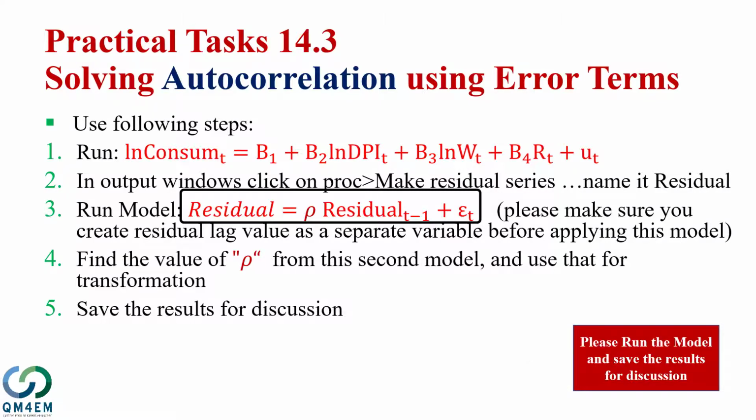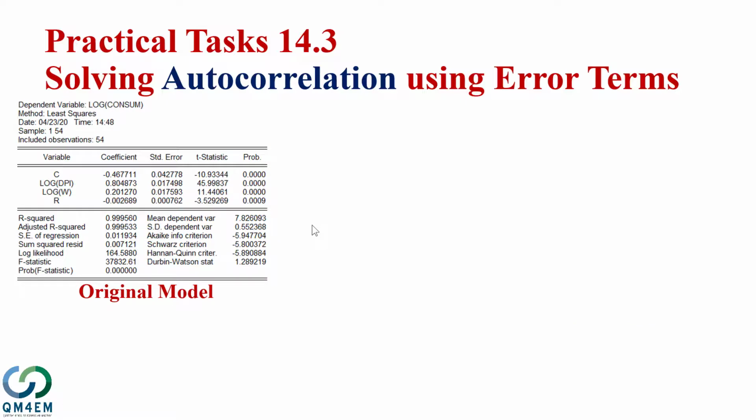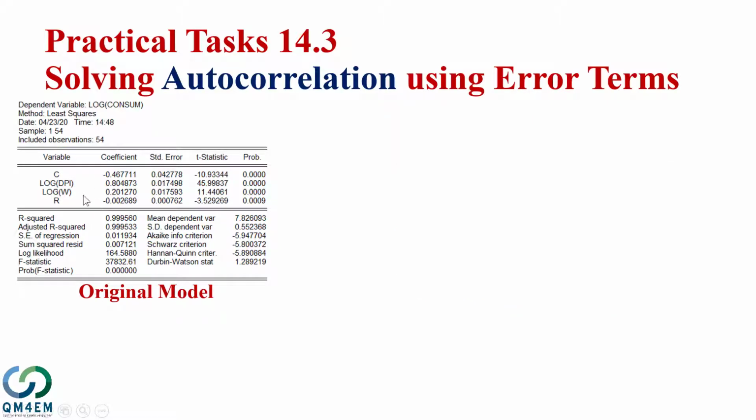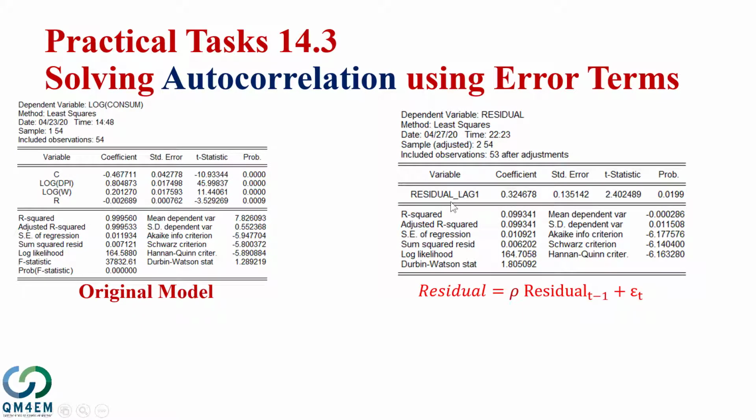If we compare the original model, in which we were regressing consumption on all the variables in log form, along with the real interest rate without any log, and then the residual being regressed on the residual lag value, it's clear from these two models that the rho value is 0.3246. We can now use this for transforming the model and solve the problem of autocorrelation. So going back to my main slide.